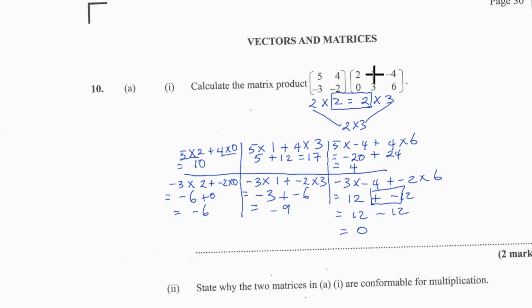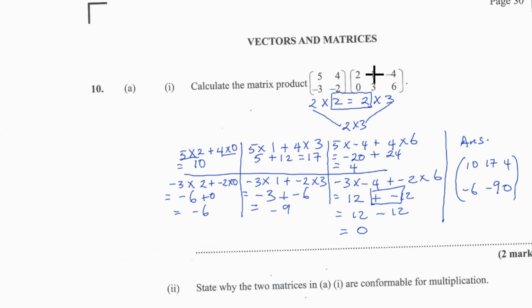So my matrix, therefore, I'm just going to separate it here. My answer would be a 2 by 3 matrix where my elements are 10, 17, 4, minus 6, minus 9, 0. And that's the answer there.